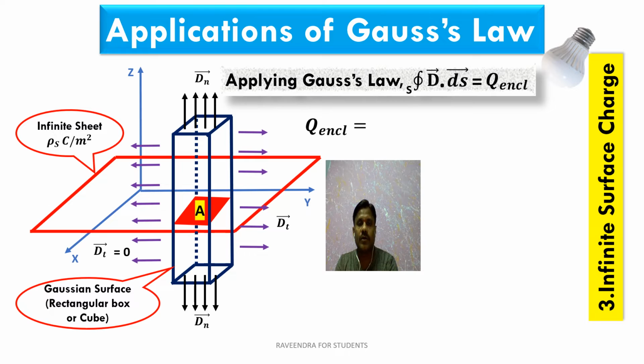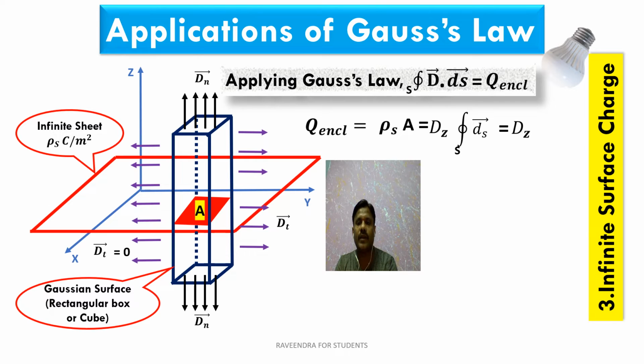Therefore, for this entire sheet of charge having an area of A, what will be the total charge enclosed? It is rho s into the area A. So that will become rho s into A, and that should be equal to closed integral over S D bar dot dS bar. The normal direction is the z direction, so D bar we represent as Dz, and what remains is closed integral over S dS bar. Now this can be written as Dz into closed integral over S dS bar.